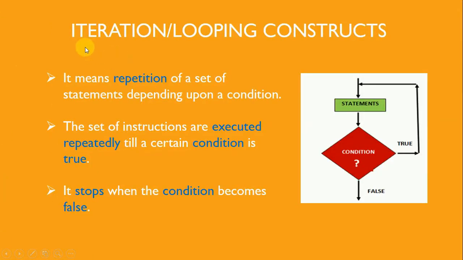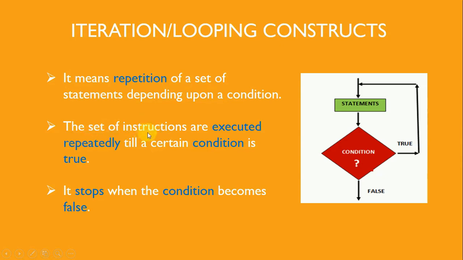Now let us talk about iteration or looping constructs. It means repetition of a set of statements depending upon a condition. So you can see in the diagram, a condition is given to you, and if the condition is true, a set of statements is executed, and then again the condition is checked, and if it is true, again the set of statements is executed. And this will happen until the condition becomes false, and when the condition becomes false, the flow of the program will be like this. It will take this path.